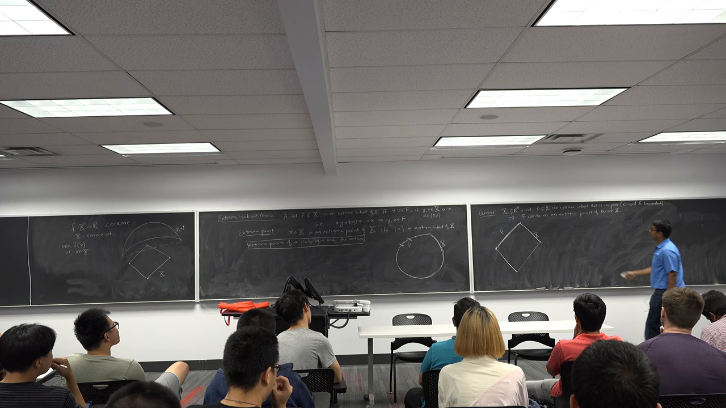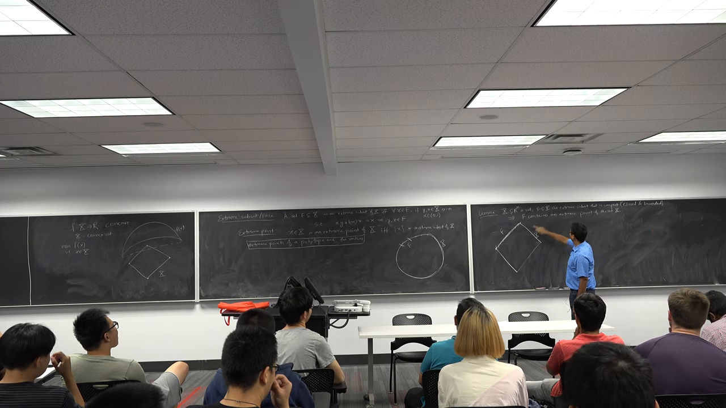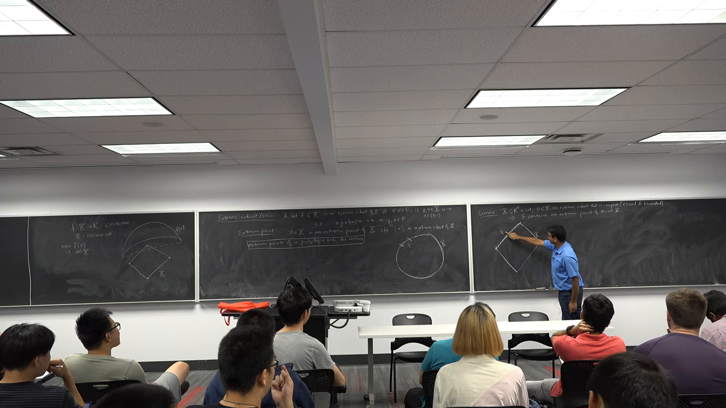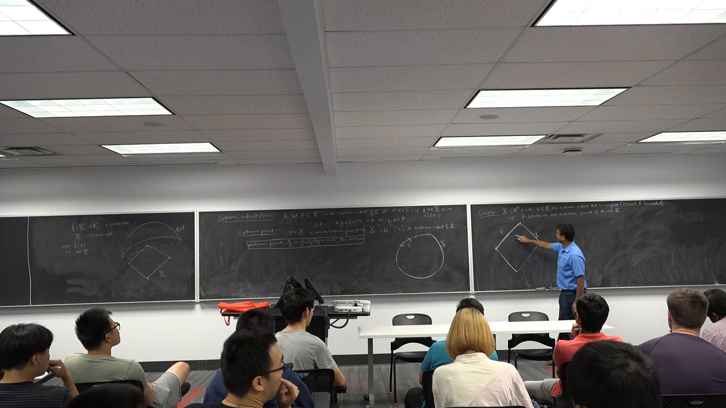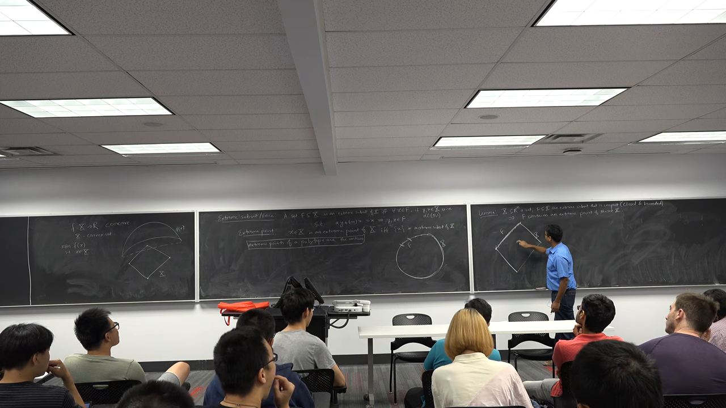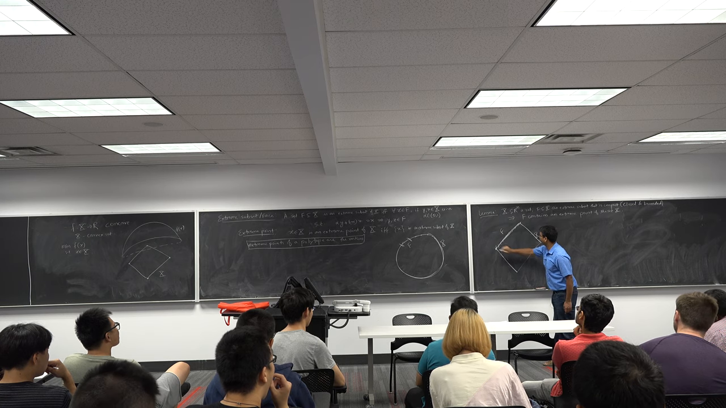Okay. So X is a set. F is an extreme subset that is compact, so it's closed and bounded. So F contains an extreme point of the set capital X, which are these two points.